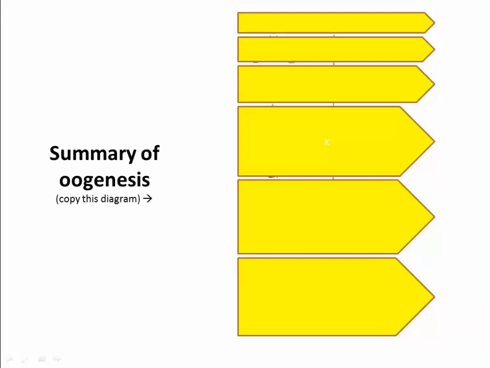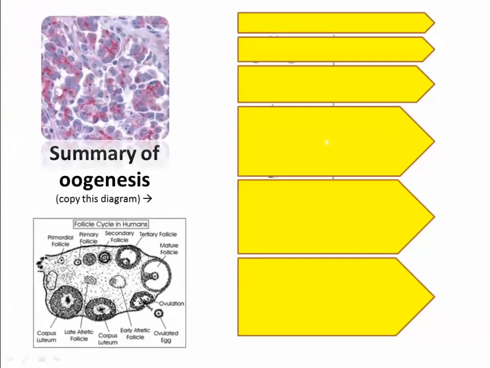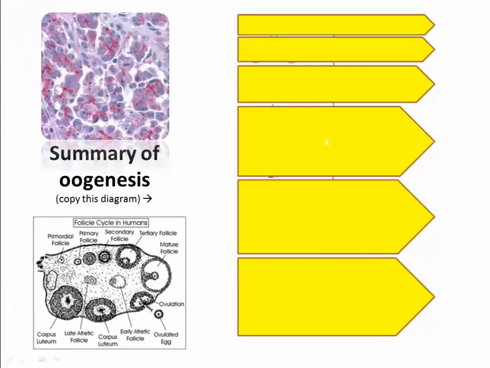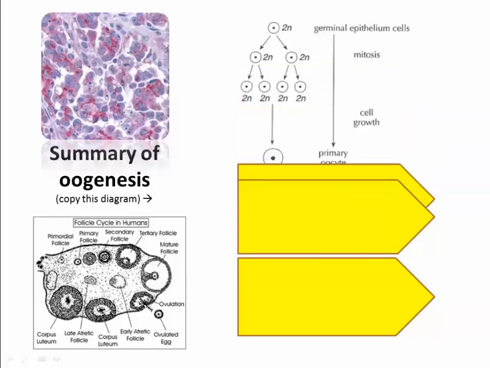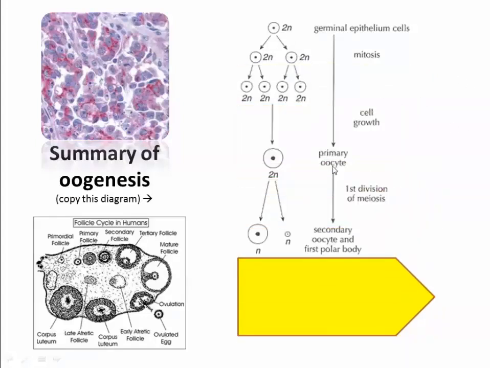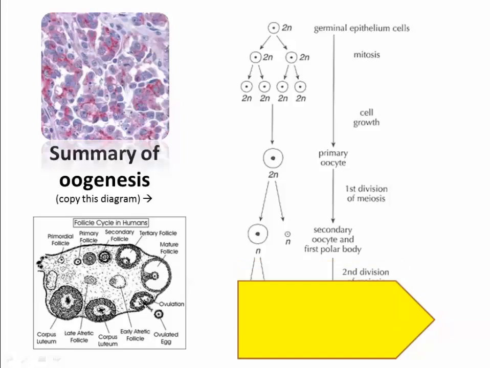Here's a summary of oogenesis. It's a similar diagram to what we saw in spermatogenesis, except that we show the polar bodies in the end. So here we go, mitosis. These cells are just continually reproducing themselves. They're still diploid. It turns into the primary oocyte just after growing larger, before the first division of meiosis. Okay, remember there's a pause here, prophase 1, and then during the menstrual cycle is when this actually starts again.